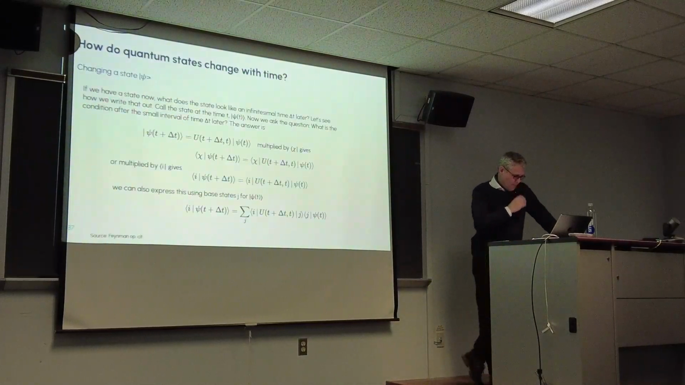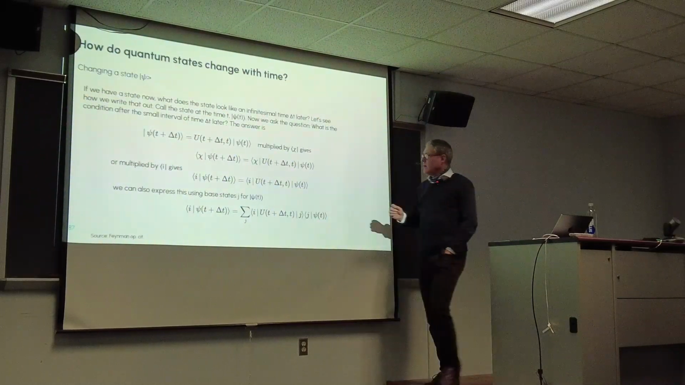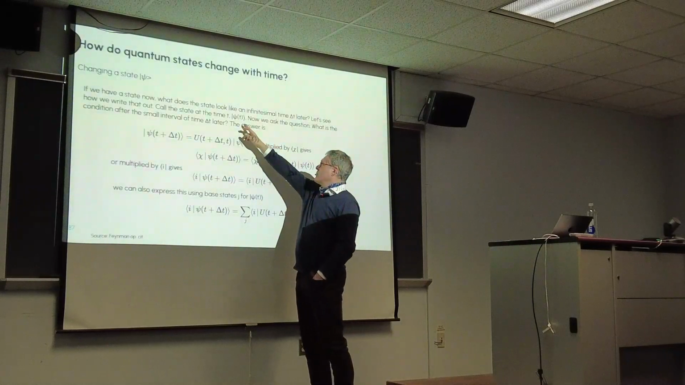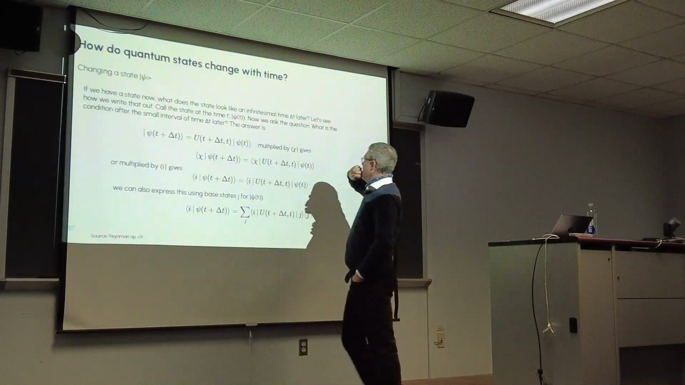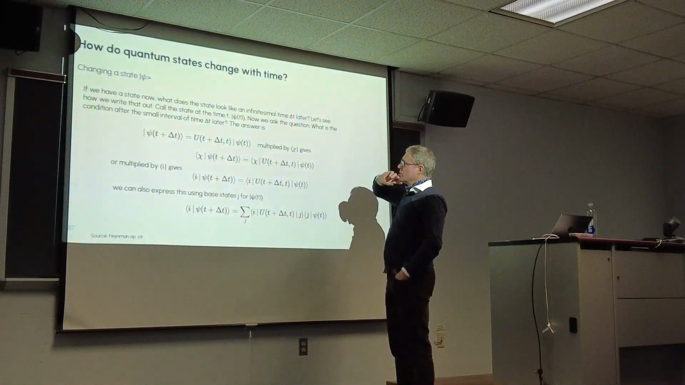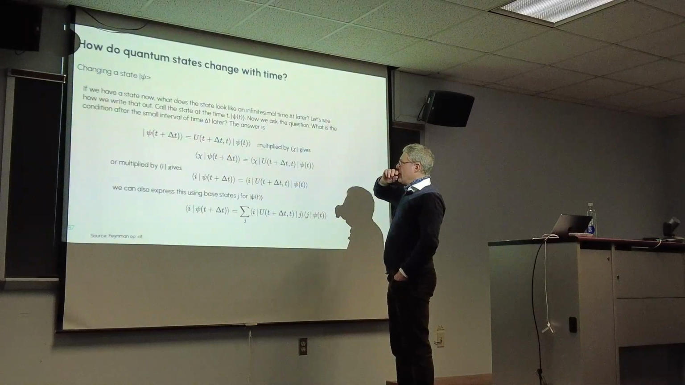And now, if we have a state, what does the state look like an infinitesimal time delta t later? So a very short time. So now we call the state at that time. The states we had before were not dependent on time. Now we have a state depending on time. Now we ask the question, what is the condition after the small interval of time delta t later? Now this is the answer.